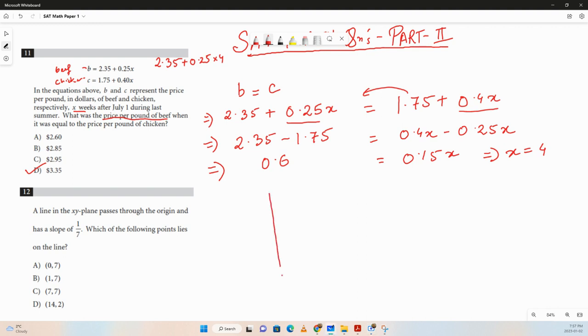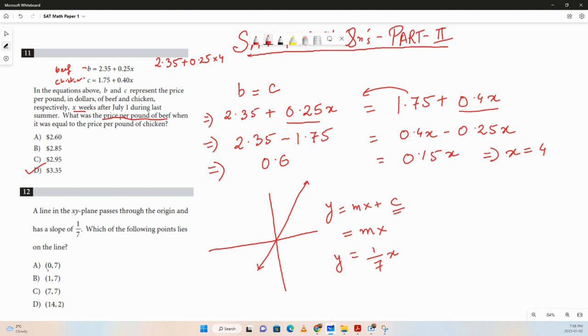So let's draw the four quadrants, and this is just for the explanation. But if a line passes through the origin, then the intercept is 0, right? So the equation of a line is y equals mx plus c, in which c is the y-intercept, right? So if the line is passing through the origin, then the y-intercept is basically 0. So y equals mx, and m is the slope. So the slope is given as 1 over 7. So we can write it as y equals 1 over 7 of x. Now, which of the following points lie on the line? So whatever the value of y will be, it is 1/7 of that of x.